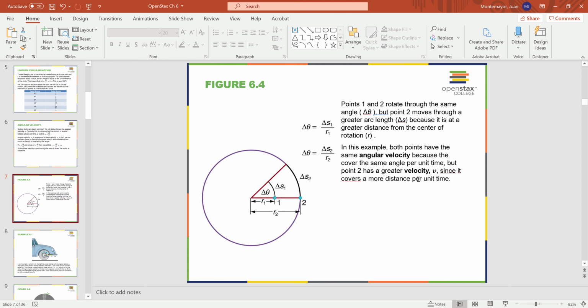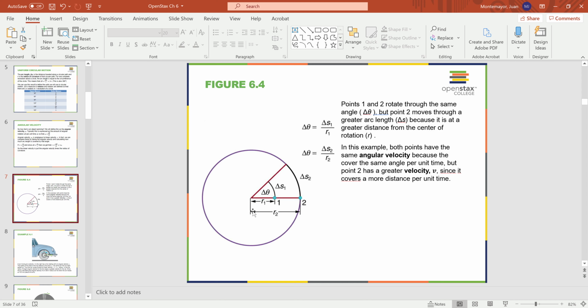For points 1 and 2, they rotate through the same angle, delta theta, but point 2 moves through a greater arc length, delta s, because it is at a greater distance from the center of the rotation. In this example, both points have the same angular velocity because they cover the same angle per unit time, but point 2 has a greater velocity v since it covers more distance per unit time.